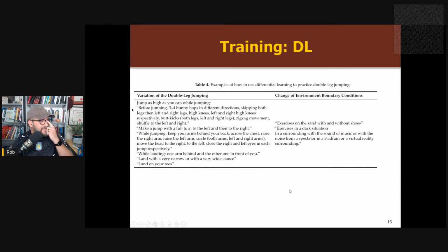And let's look at some examples. So double leg jumping. Before jumping, do 3 or 4 bunny hops in different directions. Make a jump with a full turn to the left and to the right. While landing, put one arm behind you and the other in front of you. Land with a narrow or very wide stance in sand without shoes, and so on. So every single trial, we're doing something different, doing this double leg jump in a different way. Again, we're not trying to lead you to a specific solution on how to properly jump on 2 legs, right? We're trying to get you to explore and be able to contrast different movement solutions, right?